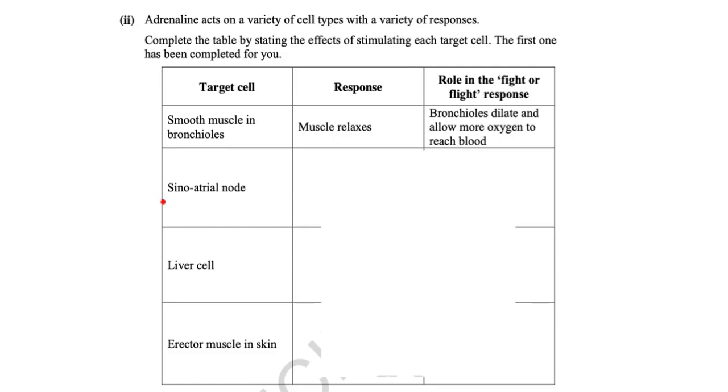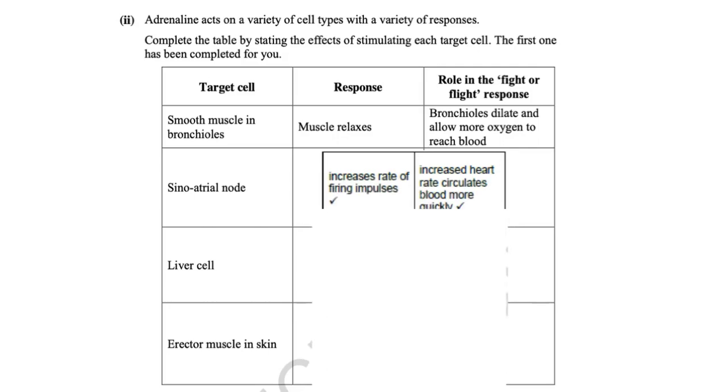Remember, the sinoatrial node is in the right atrium, and it's where you start the wave of contraction that spreads out across the atria and then goes down through the atrioventricular node and stimulates the ventricles to contract. So the response would be that you have an increase in the rate of firing impulses, and why that might be helpful is that's going to increase the heart rate so the blood will circulate more quickly and carry away carbon dioxide and supply more oxygen and more glucose to the tissues that need it.